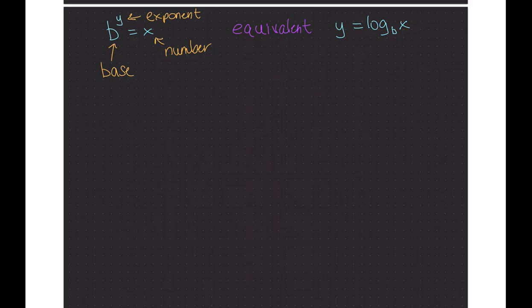And lo and behold, we can name all of these little parts from our exponential. So our y represents our exponent. Our b still is the base. And that x we refer to as the number. So since these are equivalent, we can very easily switch back and forth between these two forms depending on what kind of problem we're looking at and need to be working on.